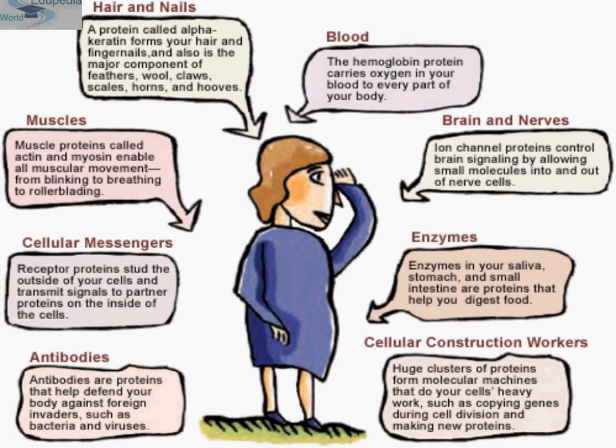So where are proteins present in our body? In blood, the hemoglobin protein carries oxygen to every part of the body. Proteins are present in enzymes in your saliva, stomach and small intestine, and help you to digest food. Proteins are also present in antibodies. Antibodies are proteins that help defend your body against foreign invaders such as bacteria and viruses.